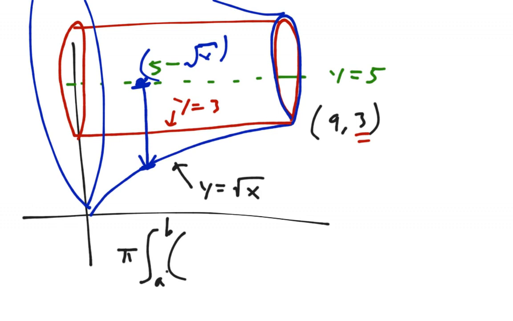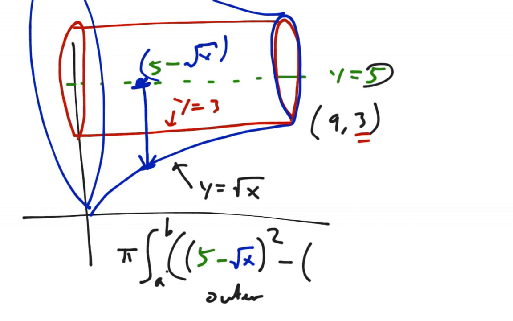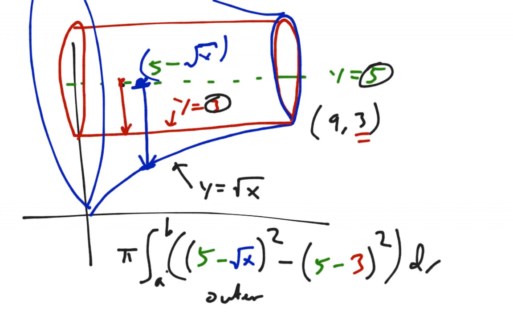And so using that here, we would get 5 minus square root x, close parentheses, squared, that's our outer, minus, and then for the inner radius, we want to use 5 and then 3 because that's the bottom equation. And so we're going to go from 5 minus 3. You can simplify that if you want to. I'm just going to leave it as 5 minus the red equation, which is 3 squared. Close all your parentheses, dx.